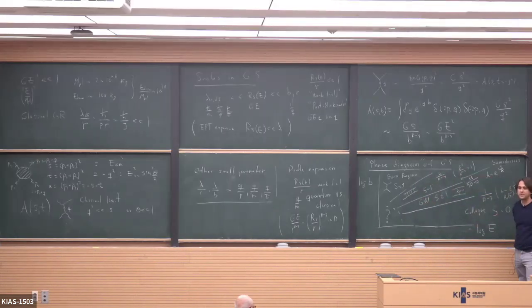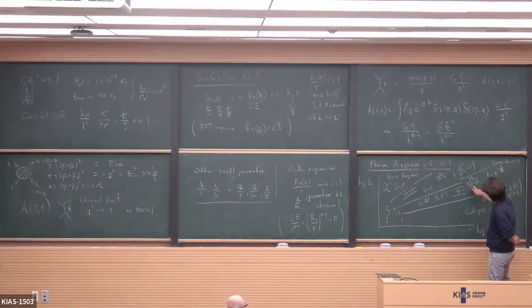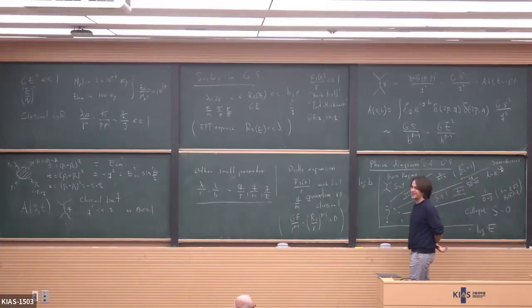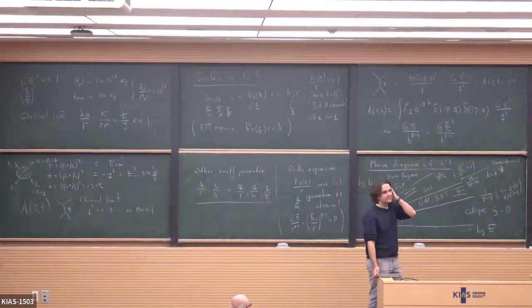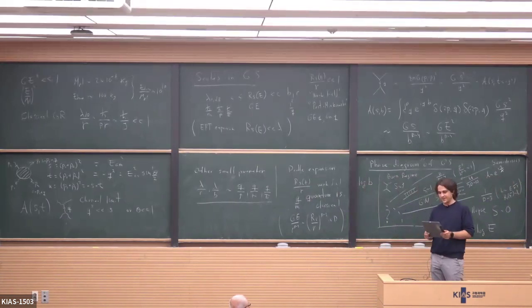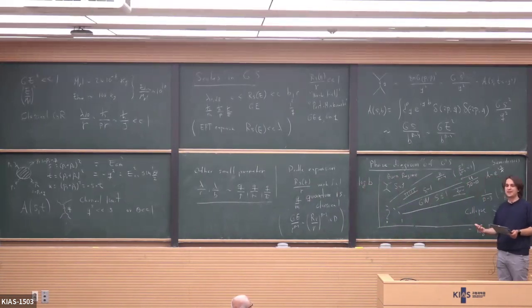Yeah. What happens to the line for gravitational waves? In 3D? In 3D, there are no gravitational waves because there are no dynamical gravitons. So if you count the number of helicities, it's 0. Or degrees of freedom, yeah.